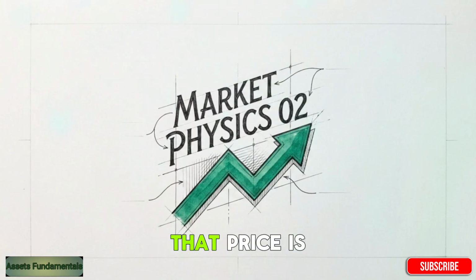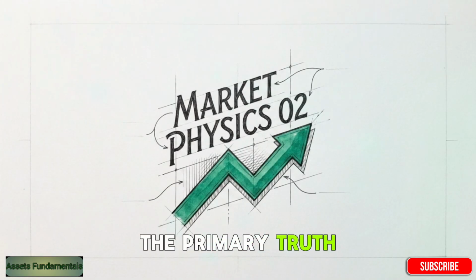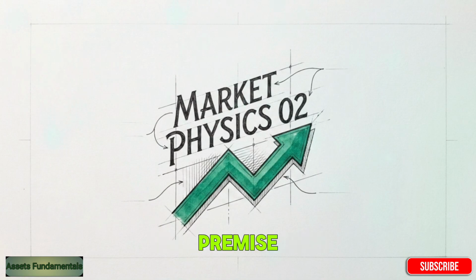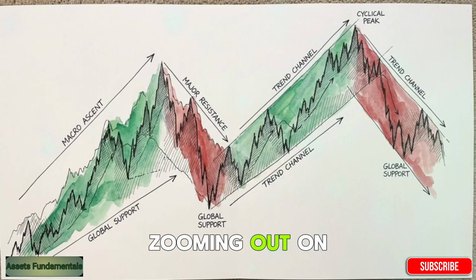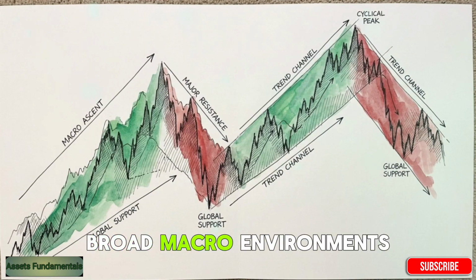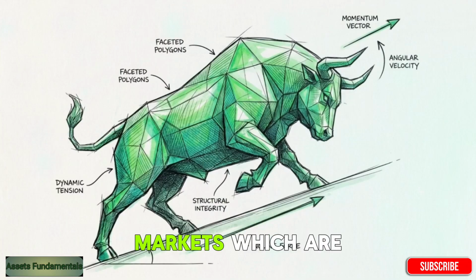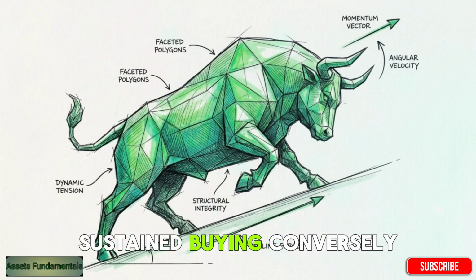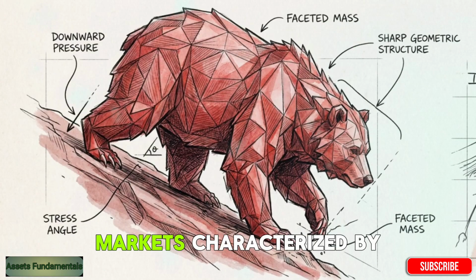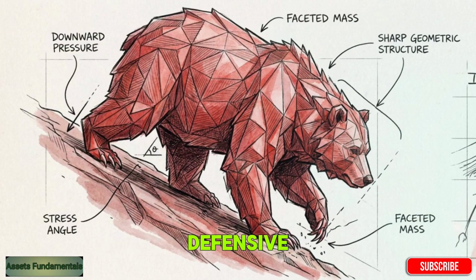Once you accept that price is the primary truth, you must apply the second core premise. Prices move in sustained trends. Zooming out on a chart reveals broad macro environments. We see bull markets, which are characterized by periods of aggressive, sustained buying. Conversely, we see bear markets, characterized by defensive, sustained selling that drives asset values down over an extended period.